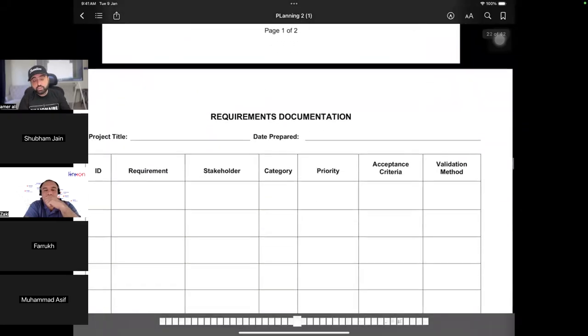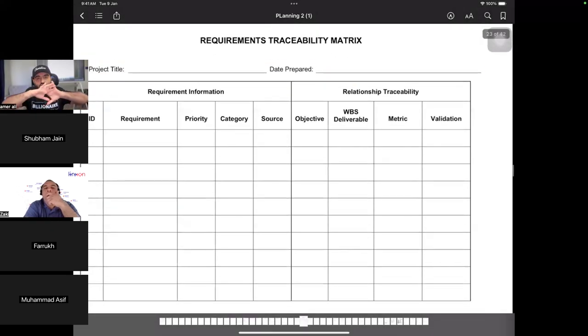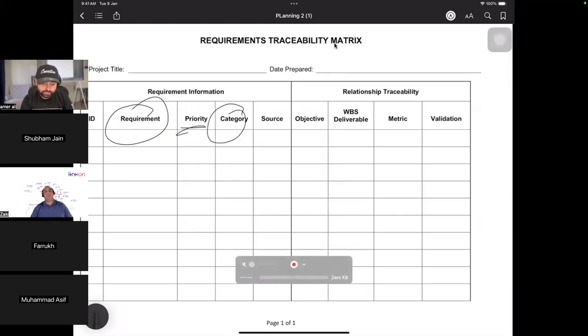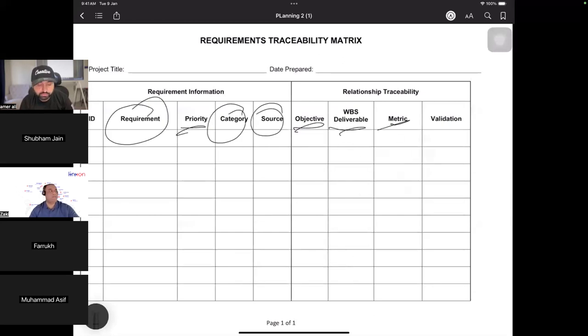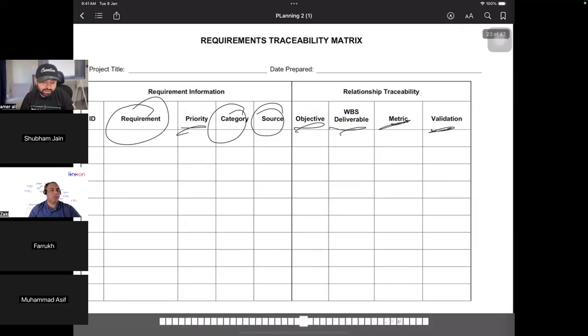Once you use the requirement management plan to collect the requirements, then using the requirement traceability matrix, which will have all the requirements: what the requirement is, its priority, its category, who gave it, its objective, its WBS, its metrics, its validation. Every single thing that we need to know about the requirement, we'll put it there. Am I clear to everybody? That is the requirement traceability matrix.